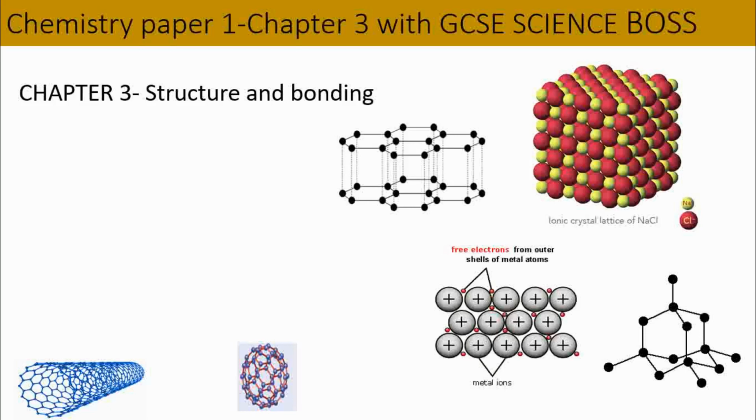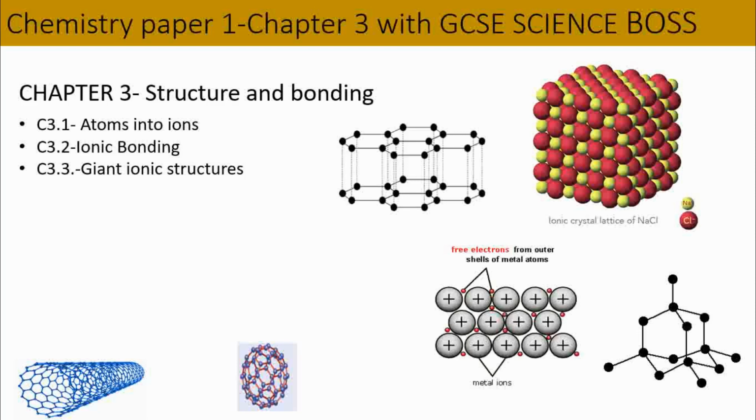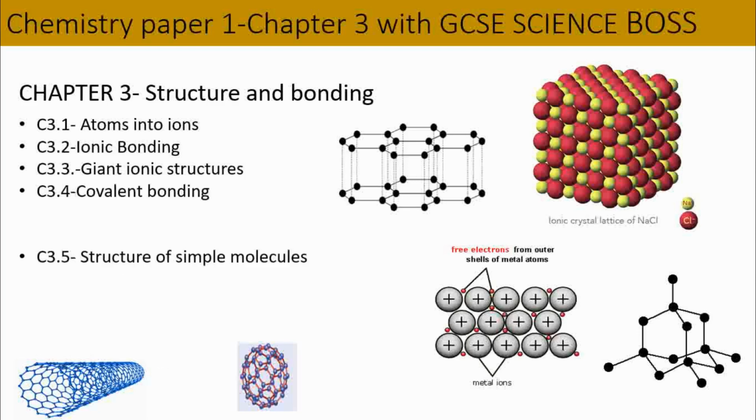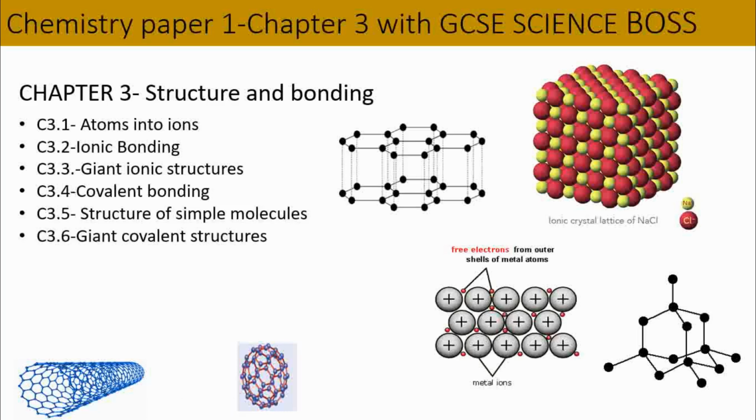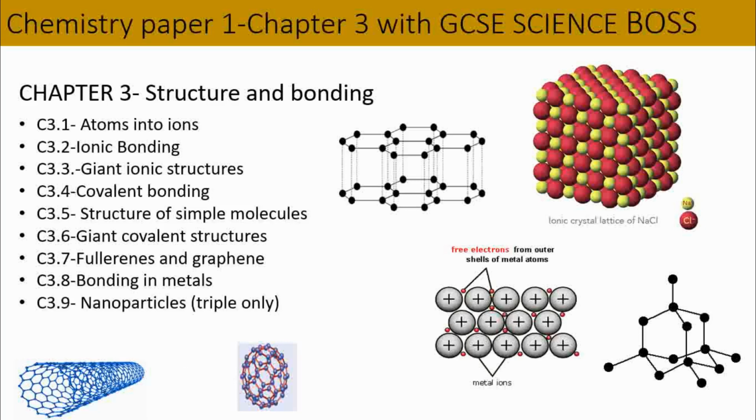Now, in today's video, we're going to be going through chapter 3, structure and bonding. For this chapter, there are lots of topics. The first one we want to look into is atoms into ions, ionic bonding, giant ionic structures, covalent bonding, structure of simple molecules, giant covalent structures, fullerenes and graphene, and bonding in metals. And then for your triple science students, you need to look at nanoparticles and applications of nanoparticles. So this is a complete chapter review video for AQA. All right, let's go, because we have to get through this as quickly as possible.